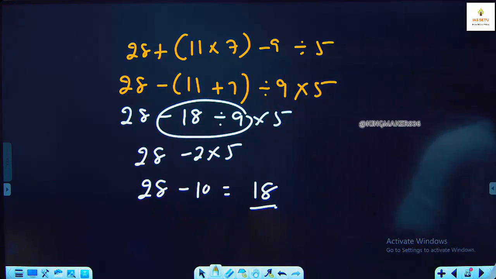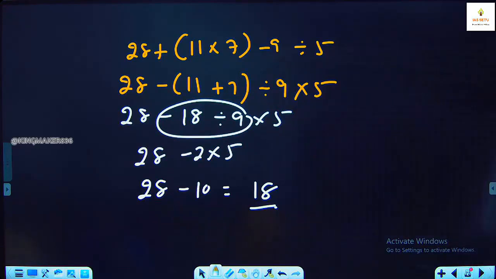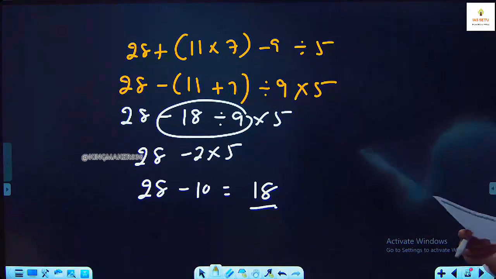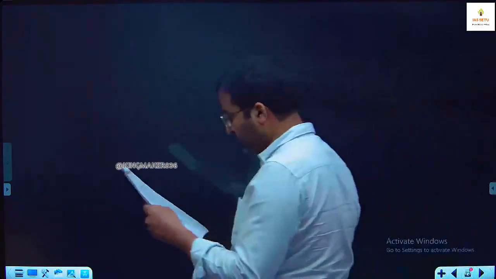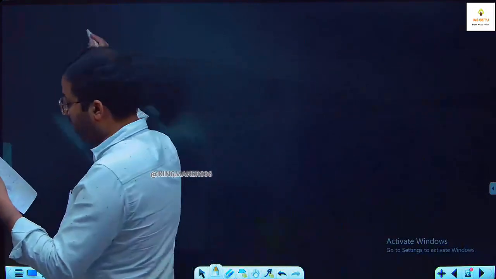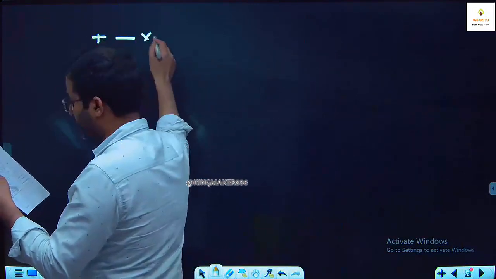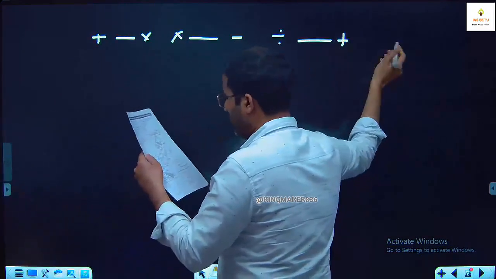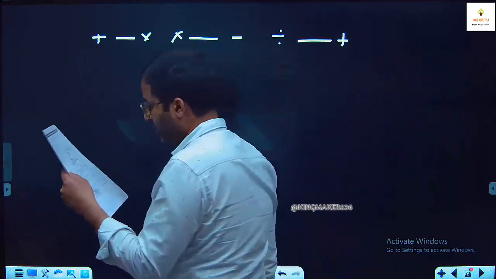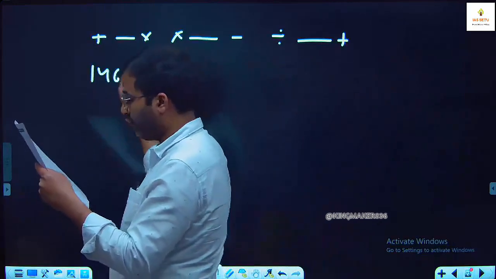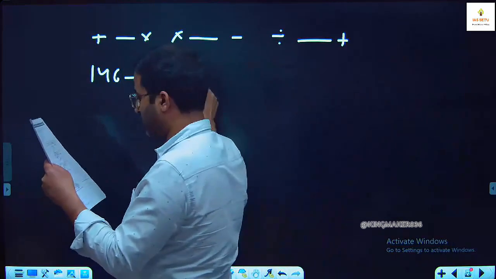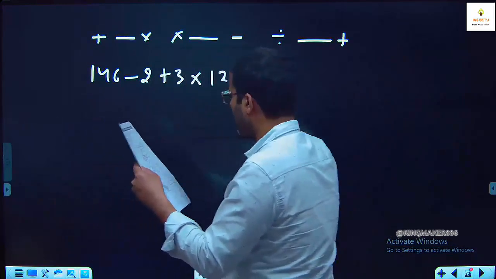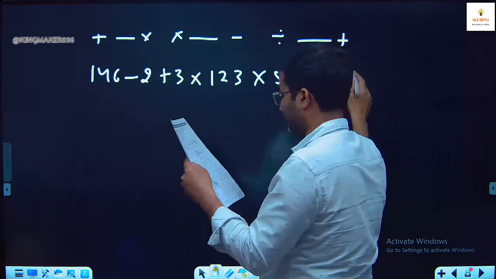Okay. 9 में there is a correction. Online student Ananya, there is a correction in question number 9. So I tell you what is that correction. After that we try this. Question number 9, there is a correction. So here plus means multiplication. Multiplication means minus. Division means plus. And minus means division. So then it is 146 minus 2 plus 3 multiply with 123 into 5 plus 2.